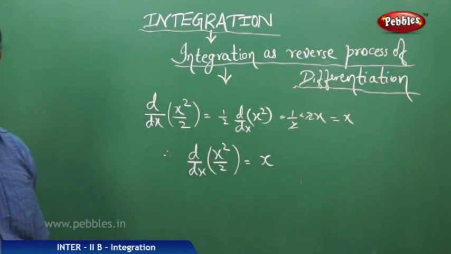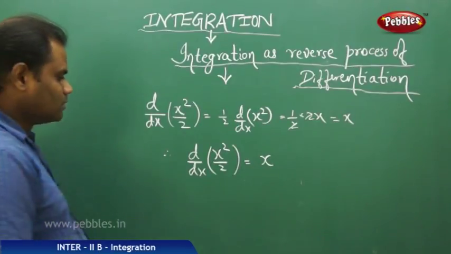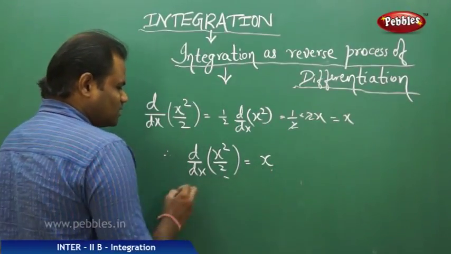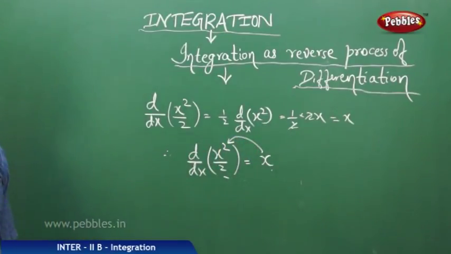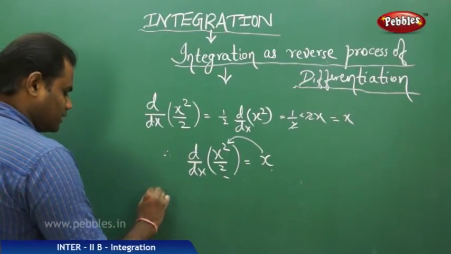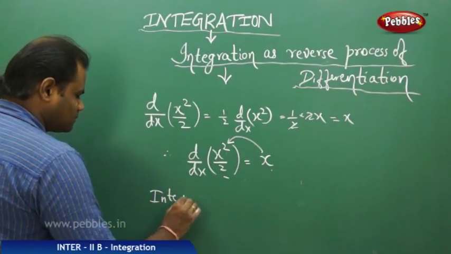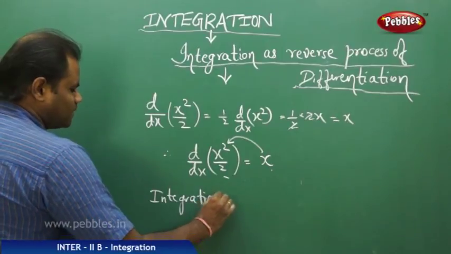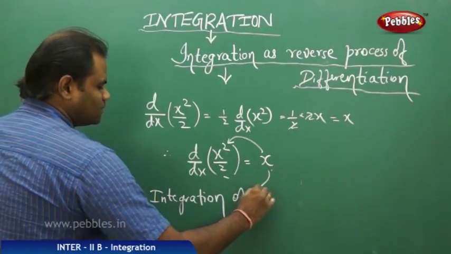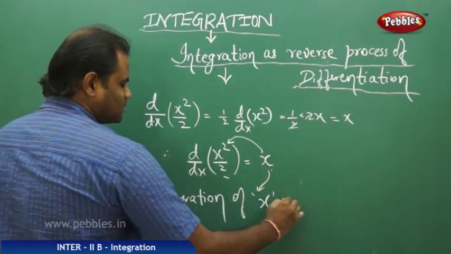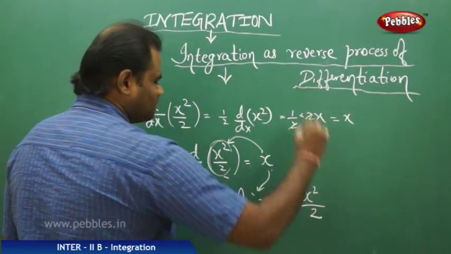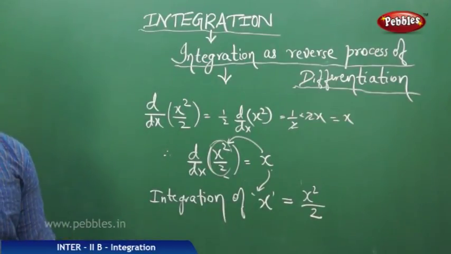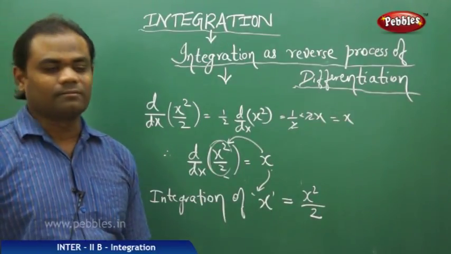Now, what do we understand with integration as the reverse process of differentiation? So, differentiation of this function is this. So, integration of this function would be this. That is, if I take the integration of this function x, it is nothing but x squared by 2, which is how we understand the reverse process.